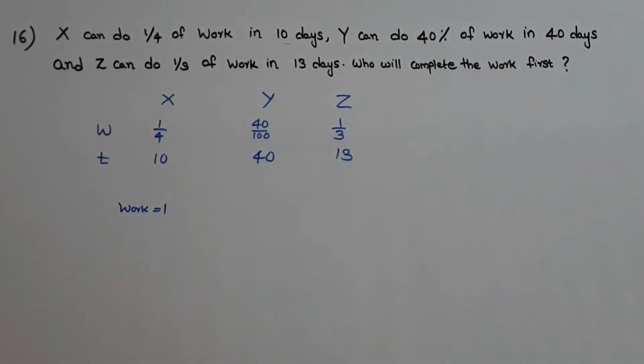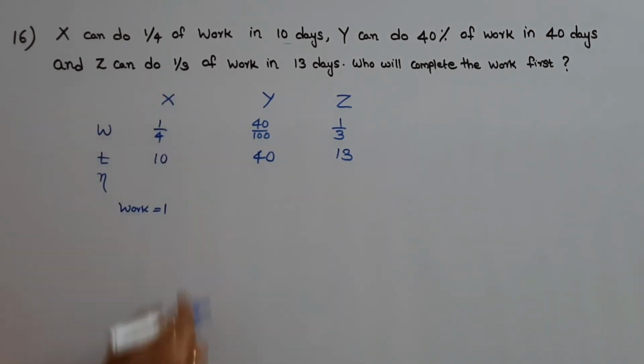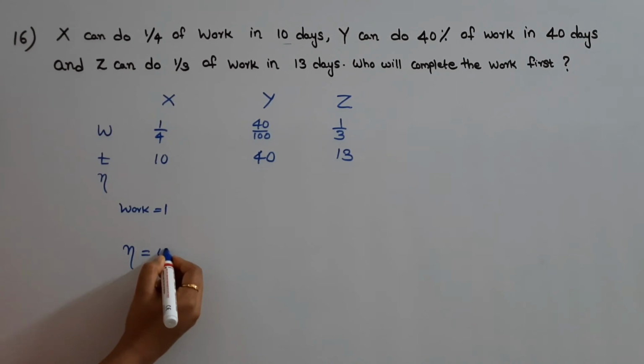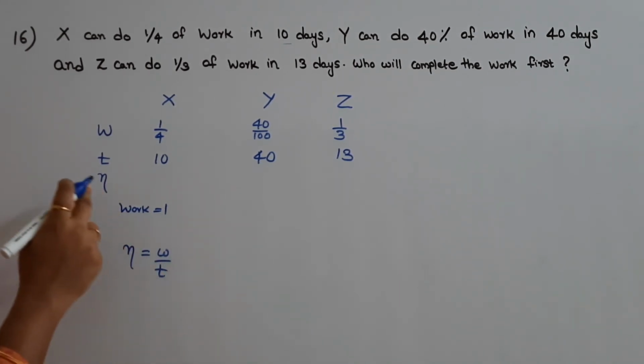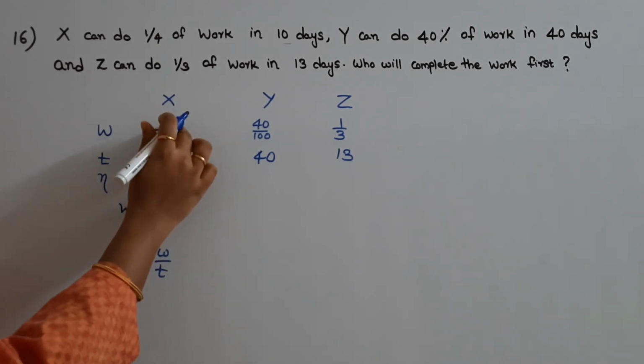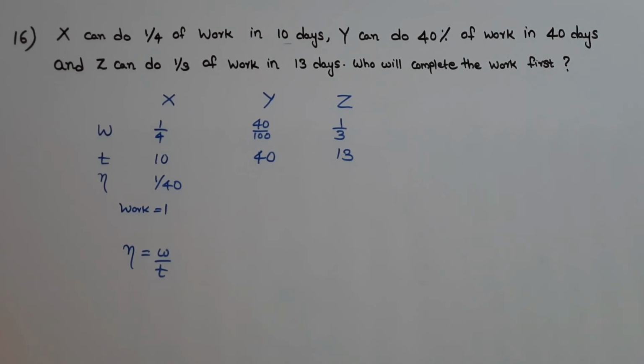Now they are asking who will complete the work first. The work will be completed first by the person whose efficiency is the highest. So let us find the individual efficiencies. First find the efficiency of X. We know that efficiency is equal to work done by time taken. Efficiency of X will be 1 by 4 by 10, that is 1 by 40.